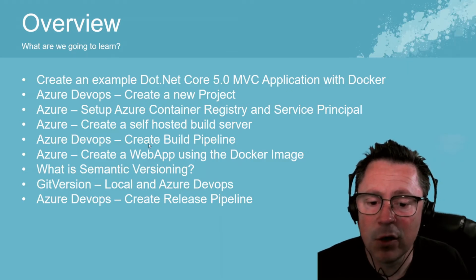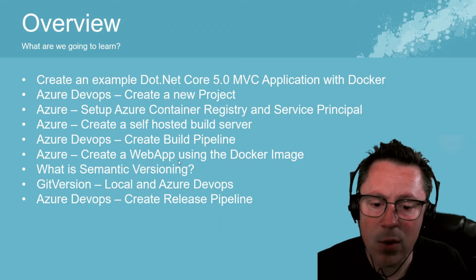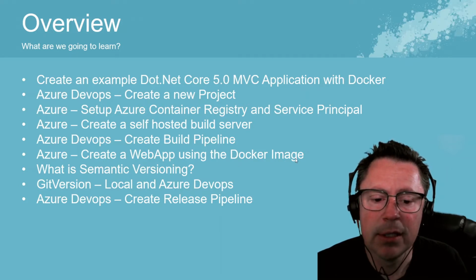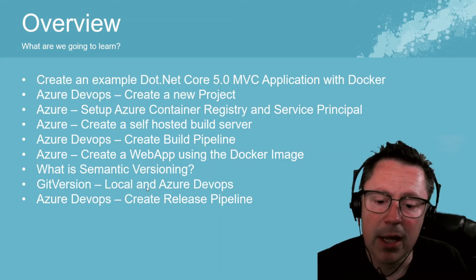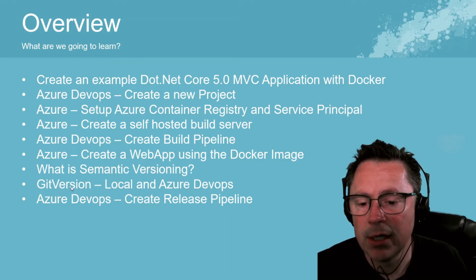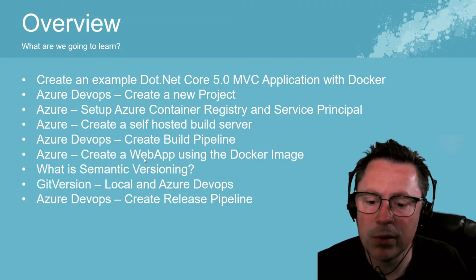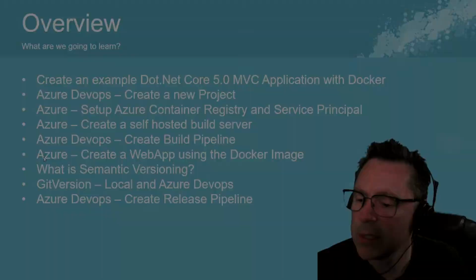Then in Azure DevOps, we're going to create the build pipelines. We're going to create a web app in Azure using the Docker image for the MVC application. And then we're going to have a look at the semantic versioning, GitVersion, how it looks on our local machine and on Azure DevOps, and how we can set up a release pipeline to use the GitVersion or the semantic versioning to choose what we want to do for the various environments.